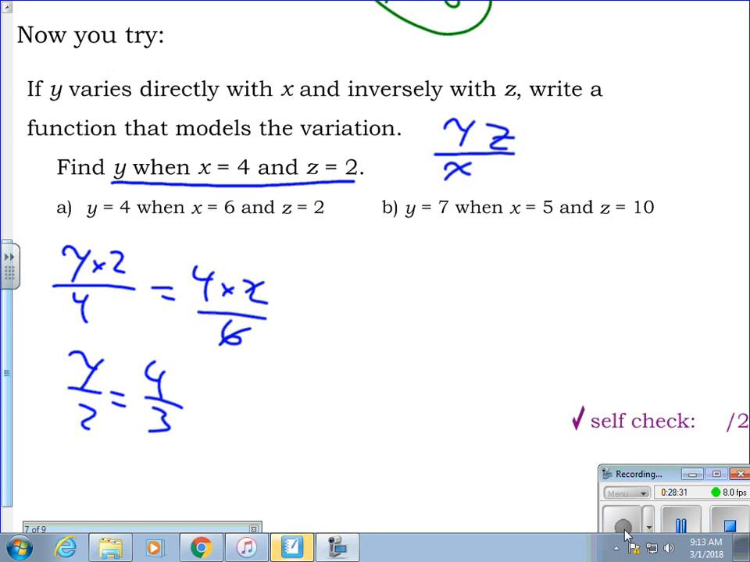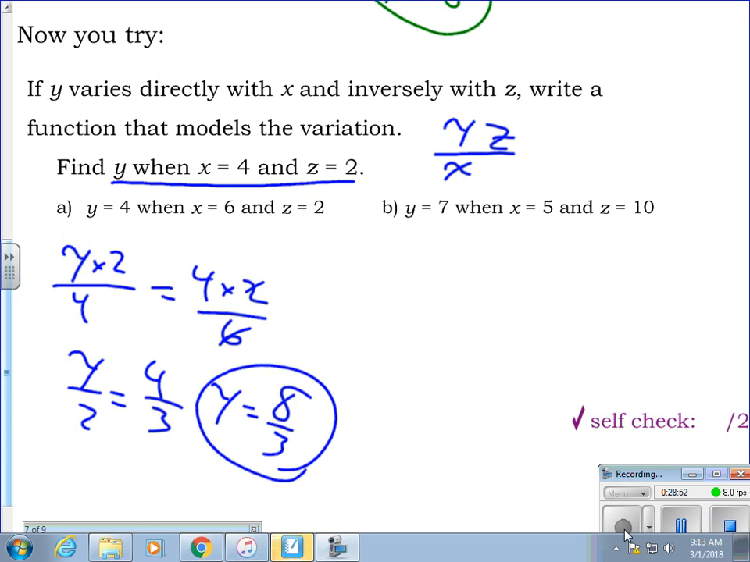Okay. Yeah, you can multiply first and then do it. That's okay. I just like to simplify first to get smaller numbers first before I multiply. And then multiply both sides by 2. Y equals 8/3.